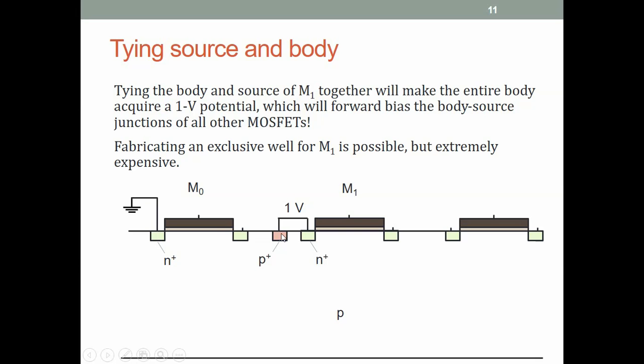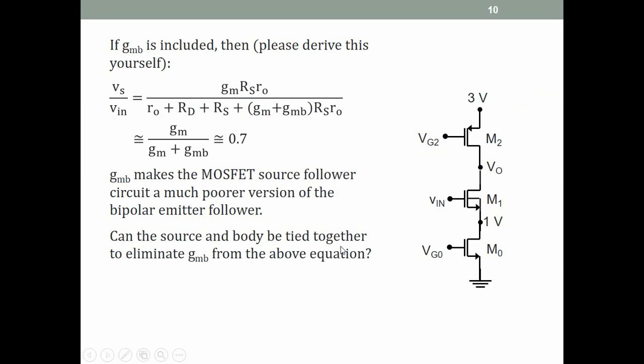For this reason, all the MOSFET, NMOS transistors in this p-type body have to be connected to ground. You can't have a p plus p region here that is connected to 1 volt. It will cause all kinds of crazy currents to flow throughout this p region, which is not acceptable. Alright, so let's go back to this.